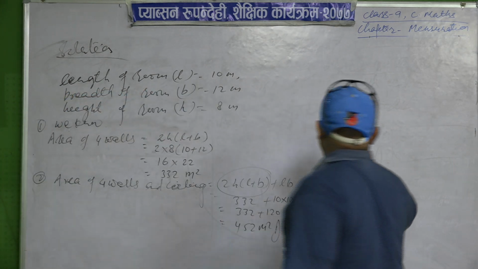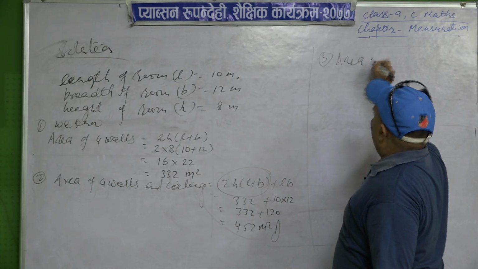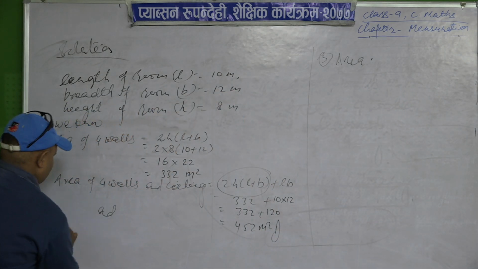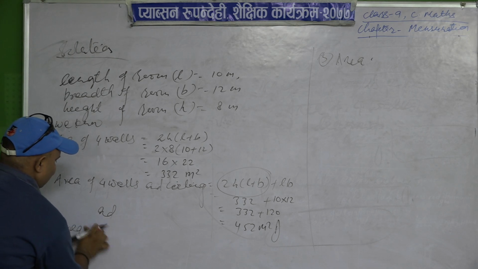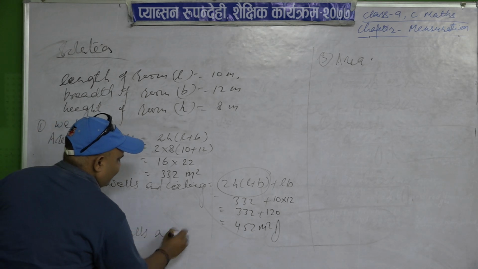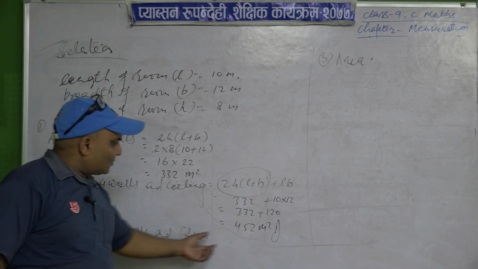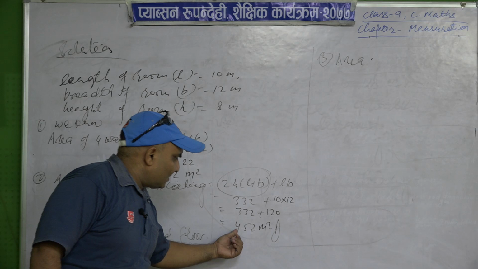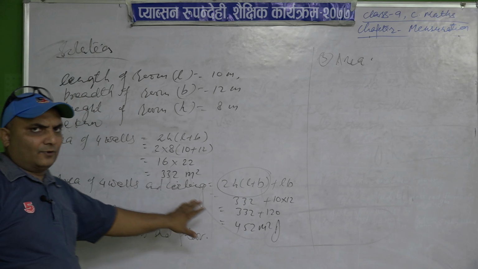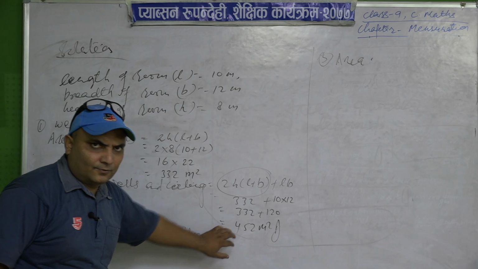Okay, then third one, and this is area of ceiling as well as area of floor. The area of 4 walls and floor also will be 472 because the same formula. Both have the same formula. So I am not going to calculate this one because it comes as 472.